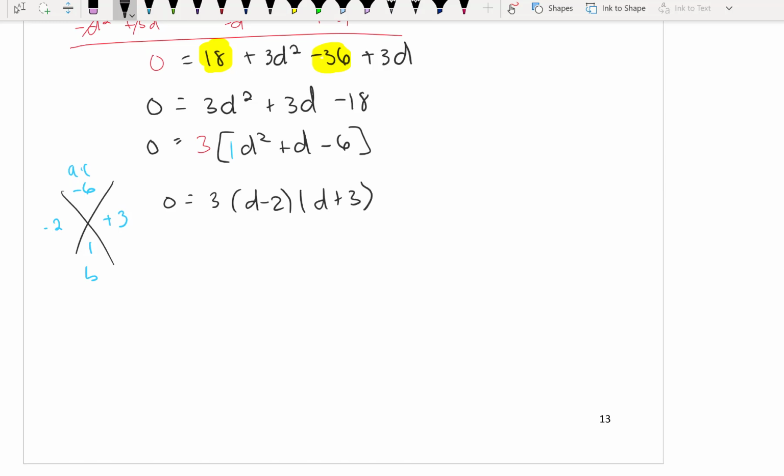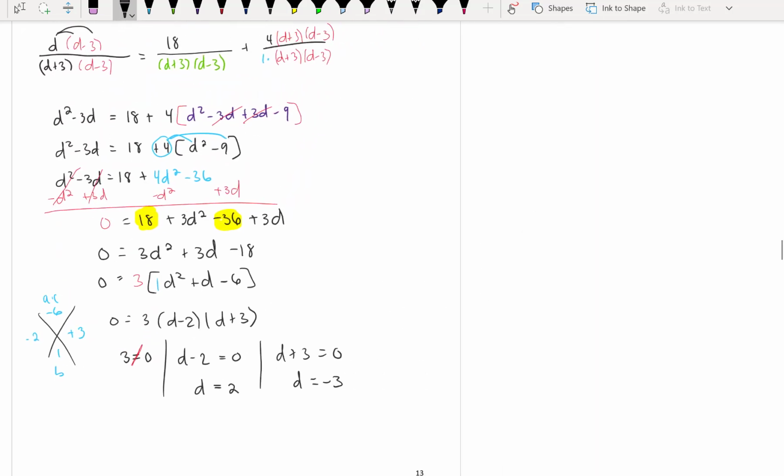So now I'm going to set each factor equal to 0 by the zero product property. So 3 is equal to 0, d minus 2 is equal to 0, and d plus 3 is equal to 0. Well, 3 equals 0 doesn't make sense. But in the second one, I'm going to add 2 so that d is equal to 2. And in this one, I'm going to subtract 3 so that d is equal to negative 3.